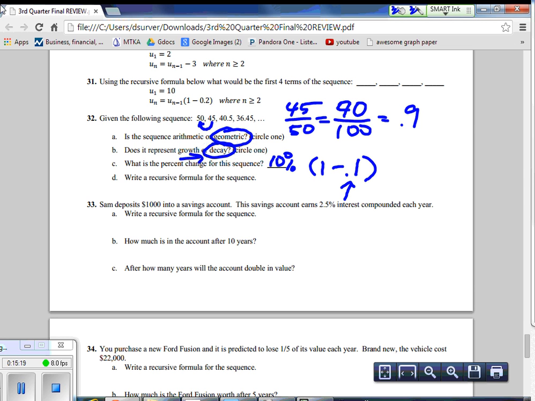And the last one, write a recursive formula for this. Well, since it's asking me for just terms, it doesn't have any real world context, it isn't talking about antelope populations or whatever, I'm going to use U1. If it had been a real world problem, I would have used U0. U1 equals 50. Un equals Un minus 1 times that exact thing I wrote right here, 1 minus 0.1. And then you've got to say n is greater than or equal to 2, and that's called the domain.